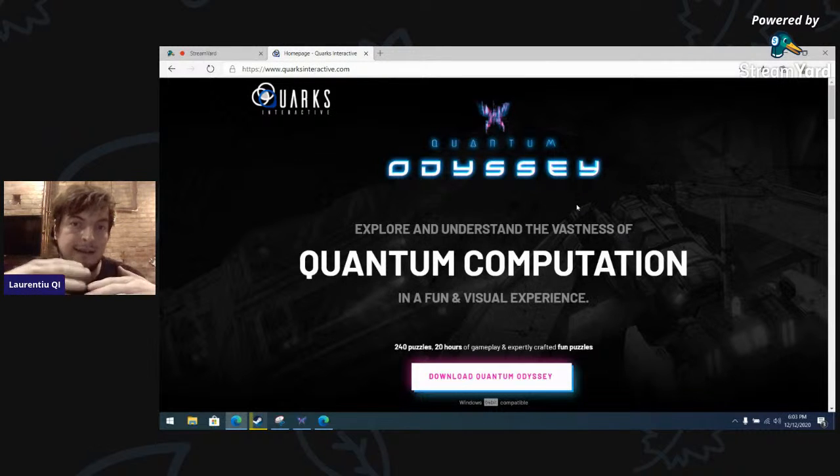So as you learn the game, you learn the rules to solve these puzzles. And it turns out exactly these rules behind the puzzles are the rules of quantum computation, universal quantum computation.